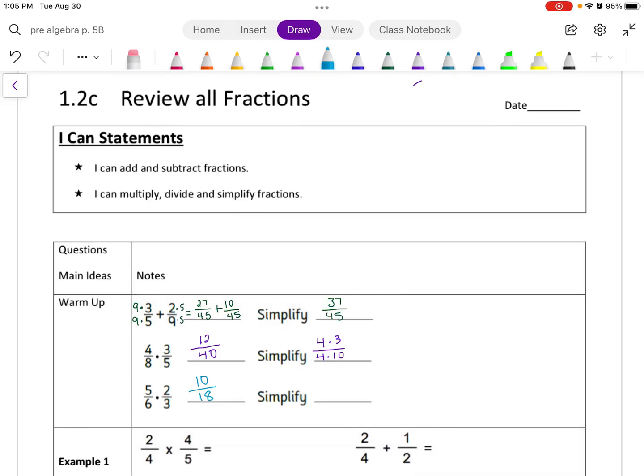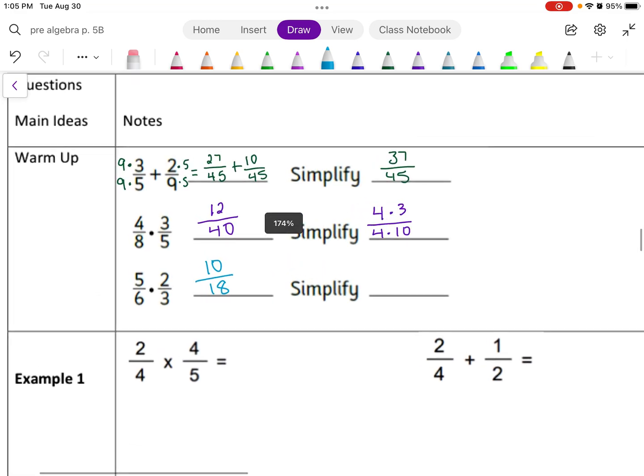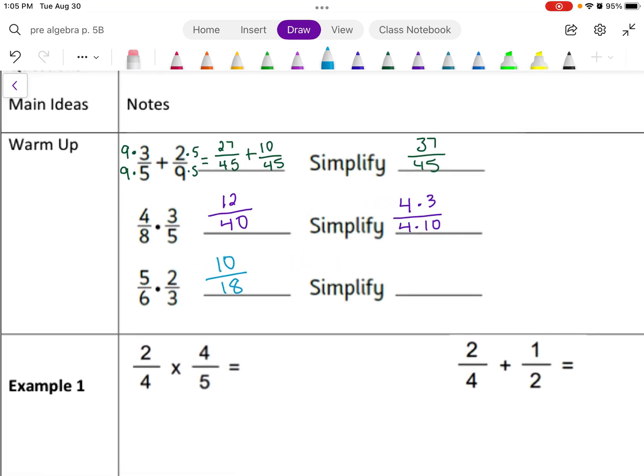1.2c is reviewing all fractions. We want to be able to add, subtract, multiply, divide, and simplify our fractions. So let's start off by reviewing how we simplify. So once we've combined by adding, subtracting, multiplying, and dividing, we need to look at our fraction and ask ourselves, can we simplify? Is there anything that goes into our numerator and our denominator?